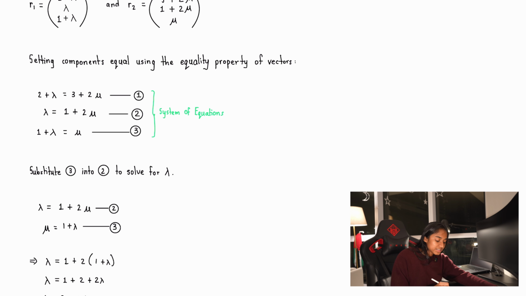Why did we choose 3? Because we already have a value for mu here. Mu is equal to 1 plus lambda. Ideally, you choose the simplest one because why would you not? Why would you want to make it difficult?